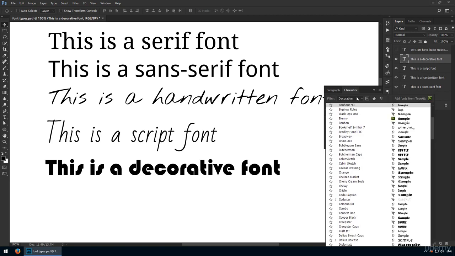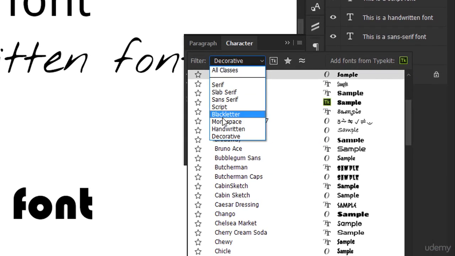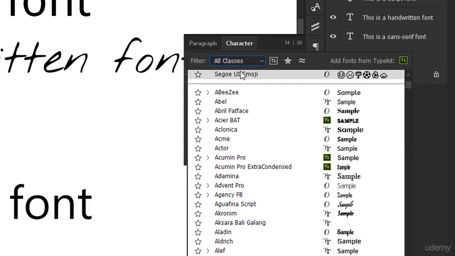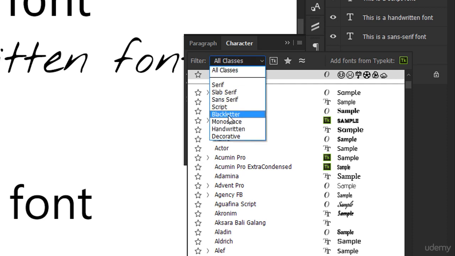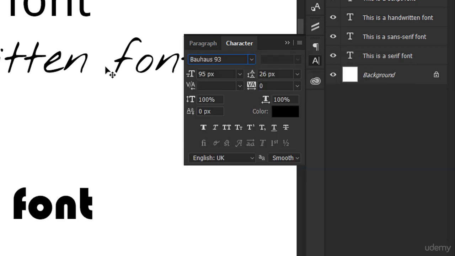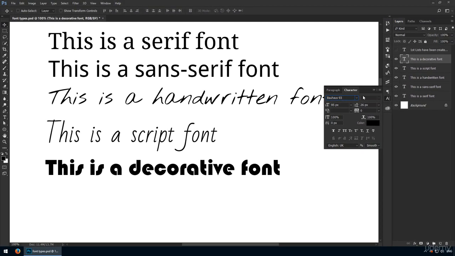Photoshop uses these classes I just mentioned, and you can find them in the character panel by clicking here. Thus, you can look for a specific type of font, so you'll cut down all the other ones that don't fit that class. Please note that as you browse around various typeface galleries, you're likely to find other categories, but the basic ones are the same everywhere: serif, sans serif, handwritten, script/calligraphy.